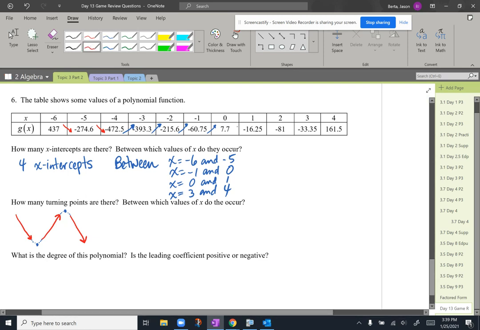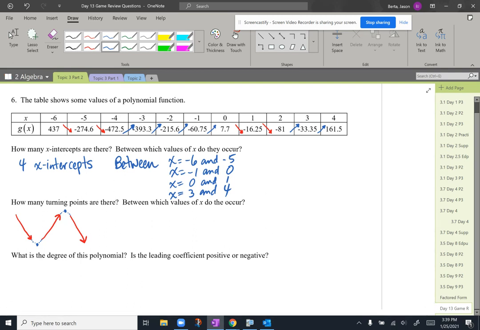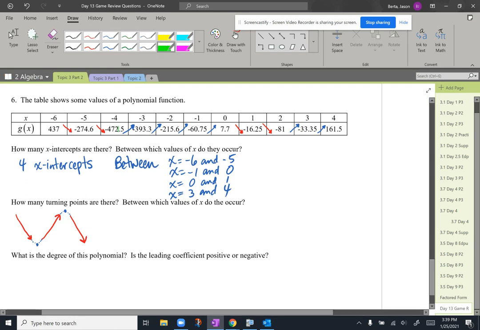Then at some point around there, it decreases from 7.7 to negative 16.25, decreases again to negative 81, but then increases from there to negative 33, and one more increase. Okay, so we've marked our graph with the decreases and the increases. How many turning points are there? Well, we just need to look at where those turning points are. There's one here, right? That goes from decreasing to increasing. Then we've got the reverse situation here, increasing to decreasing. And then one more decreasing to increasing. So I see 3 turning points.